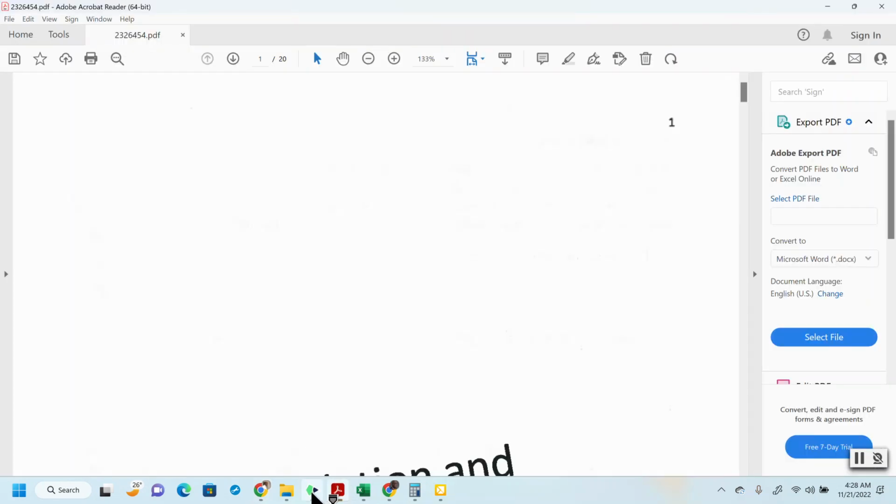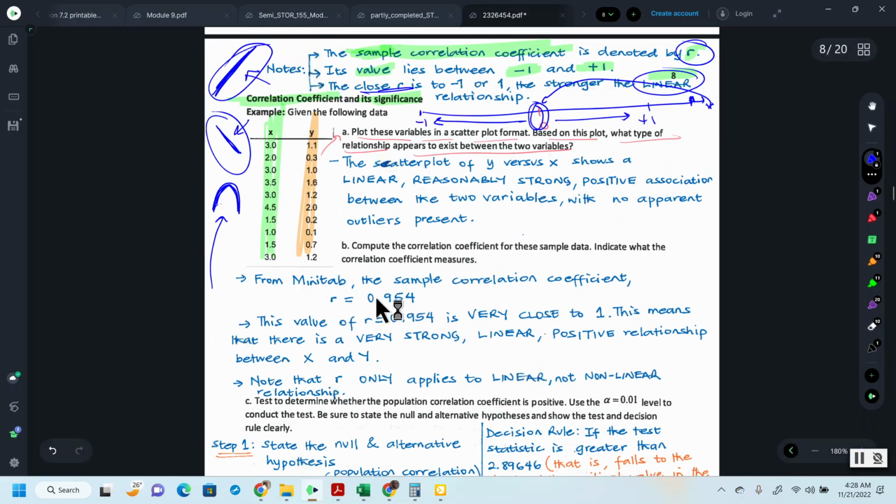So in this case, let me take that back to our notes. That is where I got my r equals 0.954. Now we're going to embed this value. Take note that that value is very close to positive 1. So because it is very close to 1, this means that there is a very strong linear positive relationship between the values of x and the values of y. Again, note that r, this correlation, only measures the strength of linear relationships. It does not work for non-linear relationships.